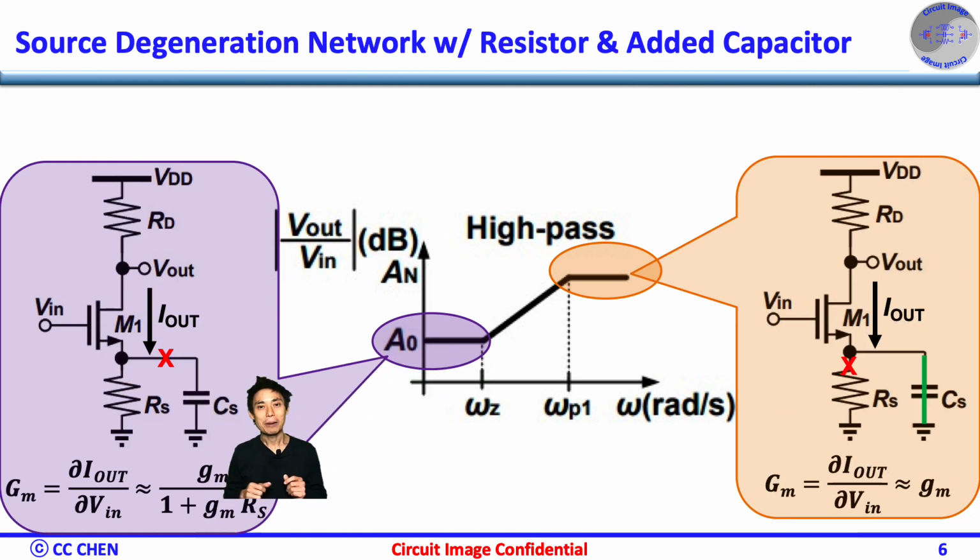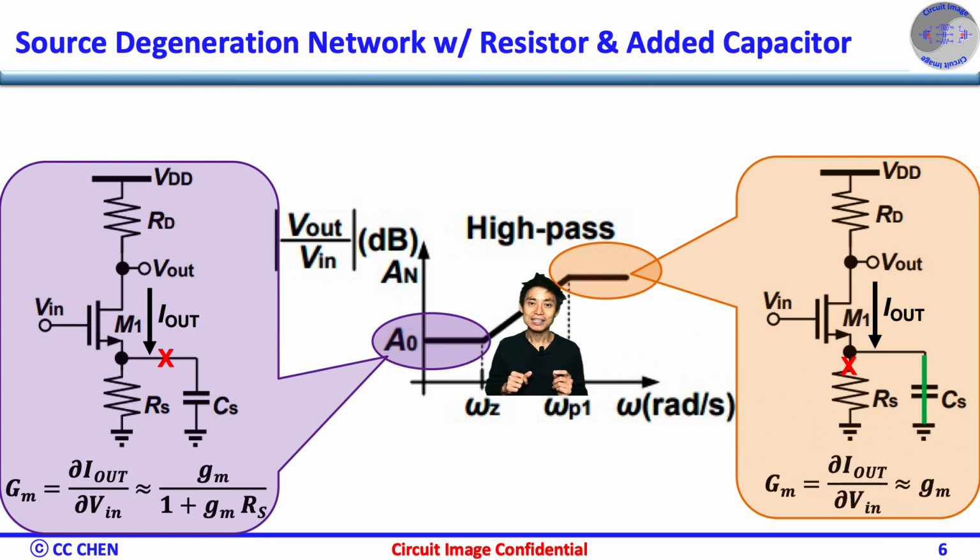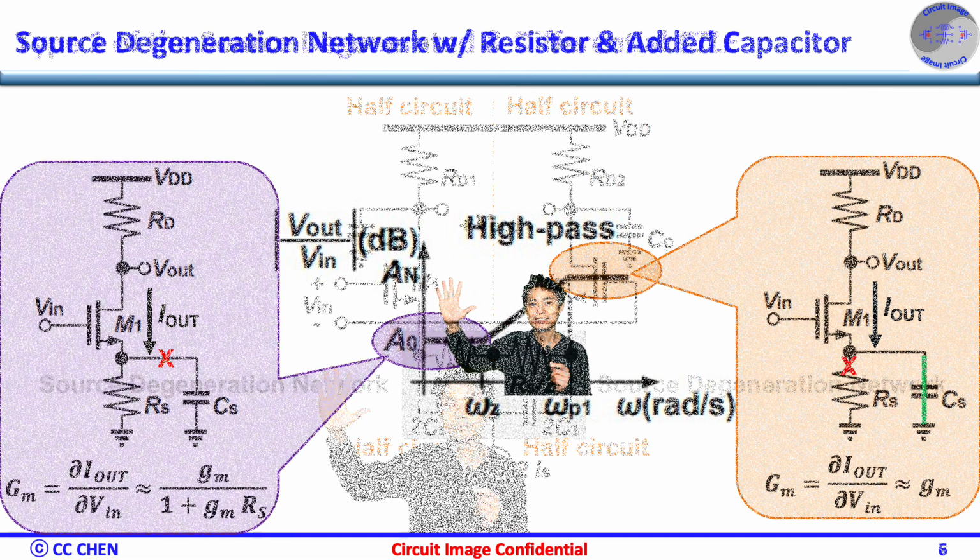Right, a shunt capacitor in pair with the source degeneration resistor RS can provide such magic high-pass mapping: source degeneration at low frequencies and no source degeneration at high frequencies. After understanding how the source degeneration network with the resistor RS and capacitor CS was connected in a single-ended amplifier, think about the differential-ended image for 5 seconds.